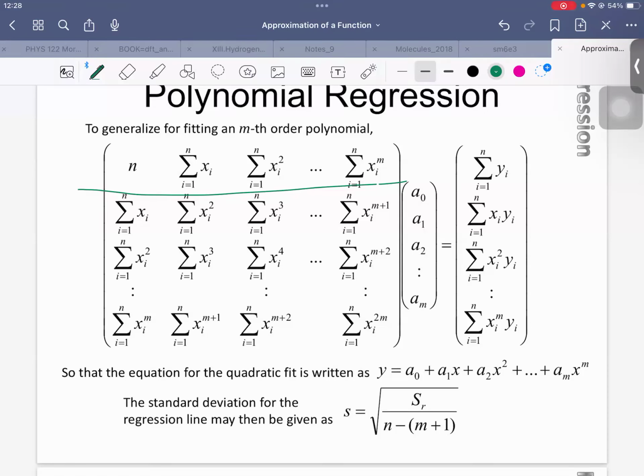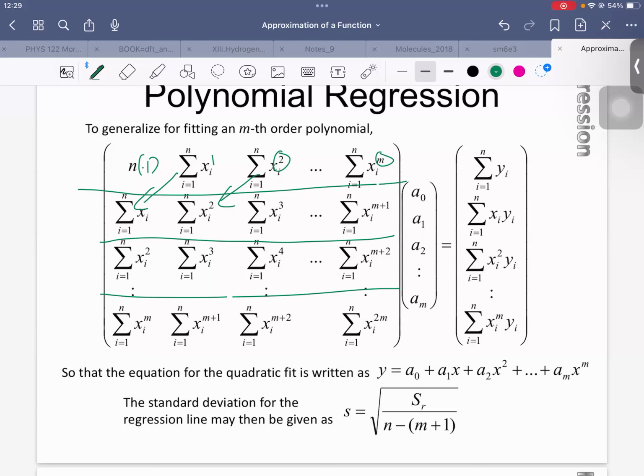For example, here is just n, but you assume that this is just 1. Now, the power of this one is 1. This is 2, then 3, and then up to m. Now, for the second row, it's a bit different. It's like it just moved to here, this one here, and so on. It's like it shifted a bit. Then it's the same here. It just shifted the value.